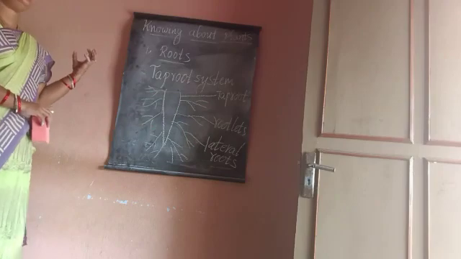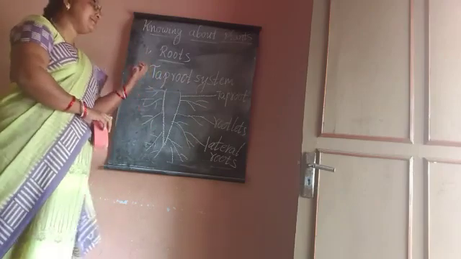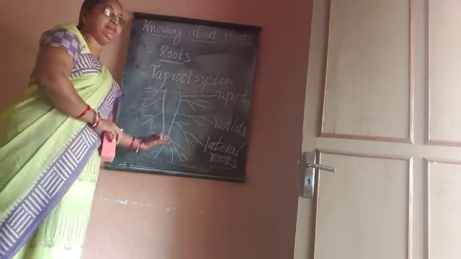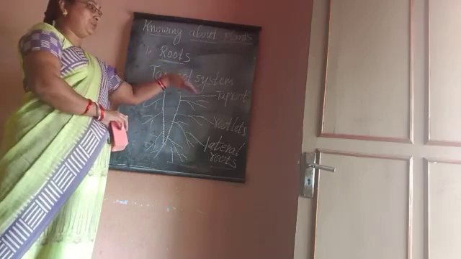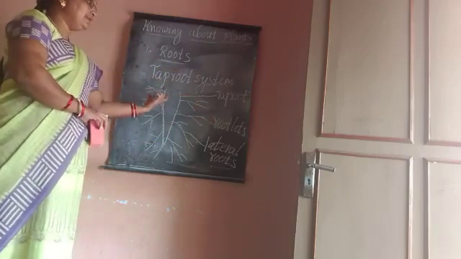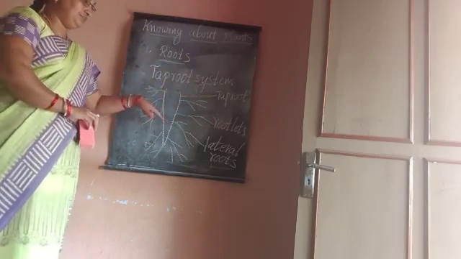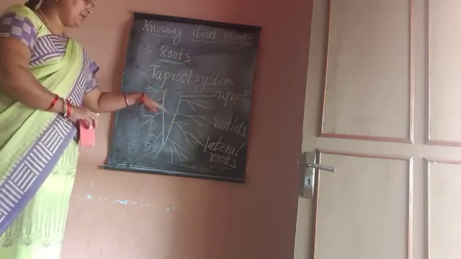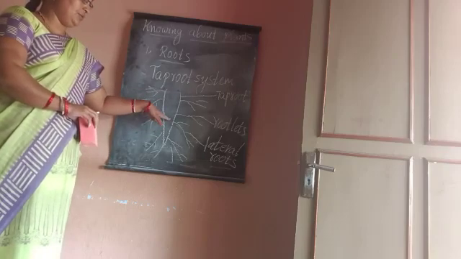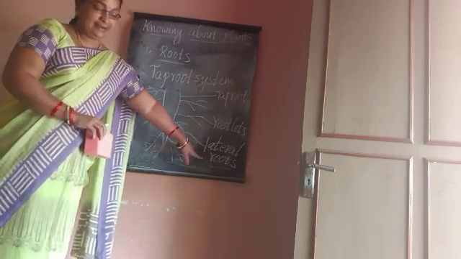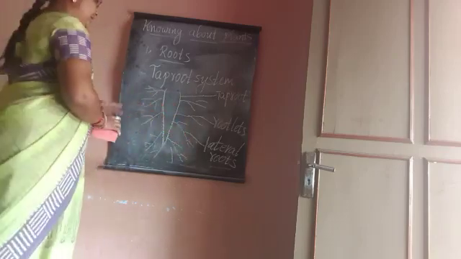If you observe the roots of some plants, some have a thick main root at the center and on it thin rootlets. That thick main root is called the taproot, and the rootlets arising from the taproot are called the lateral roots.